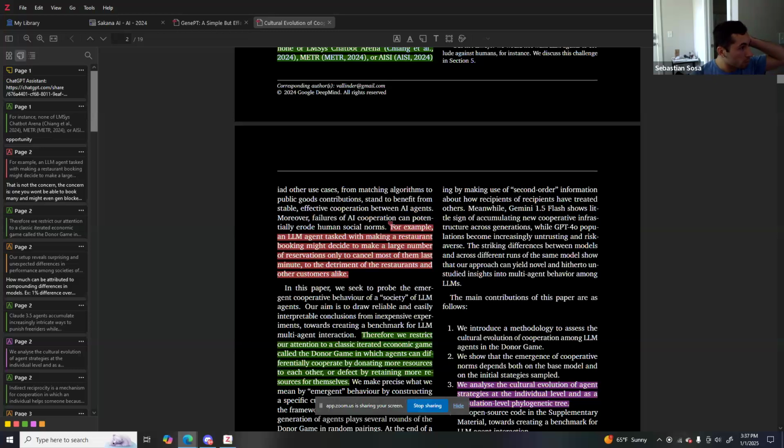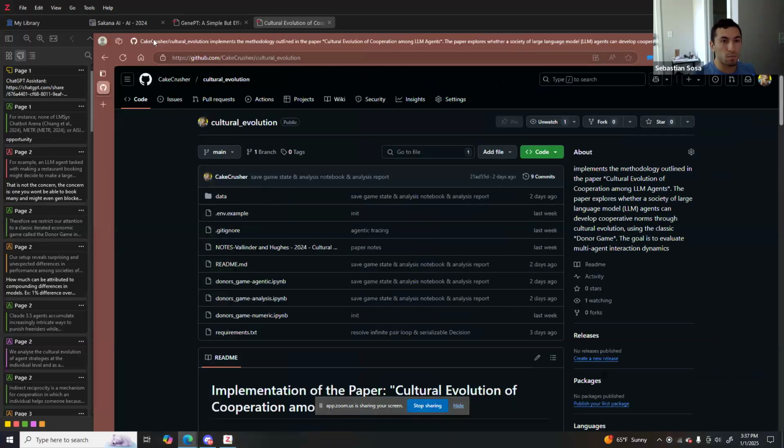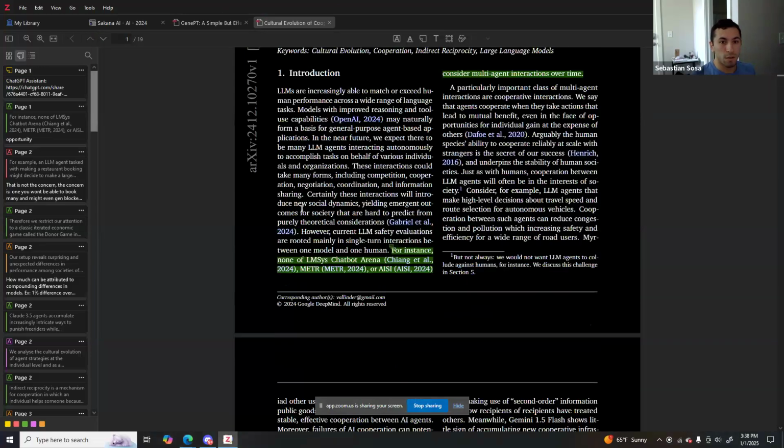I also have a Jupyter notebook, but I'm not going to open that up. Instead, I'm just going to open up the GitHub repo for it. This is my own GitHub repo. I don't think they actually published a GitHub repo.